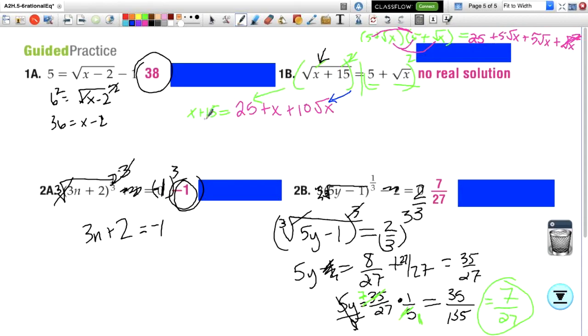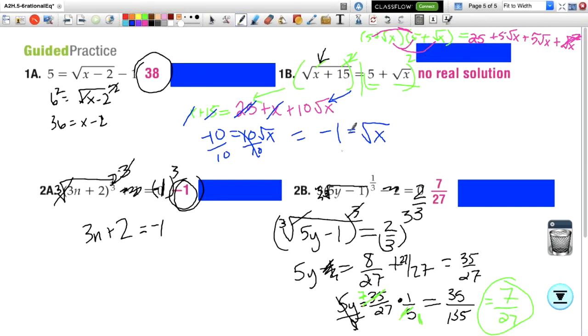So I'm going to minus 25, minus 25. That's going to give me a negative 10, right? Then I'm going to minus 1x. Those are going to nicely cancel. So I'm going to have negative 10 equals 10 root x. Divide. And I get negative 1 equals the square root of x.